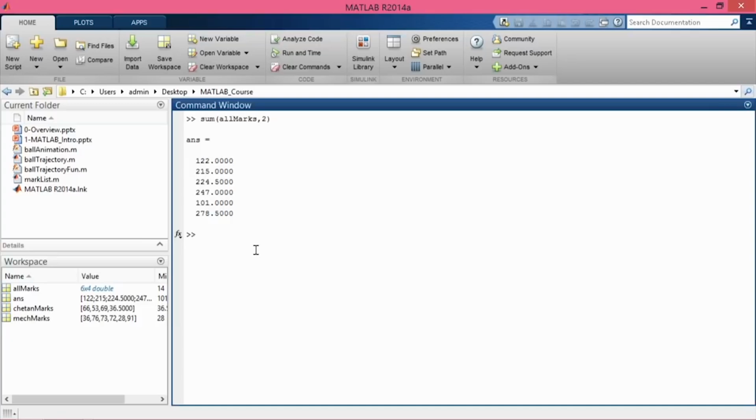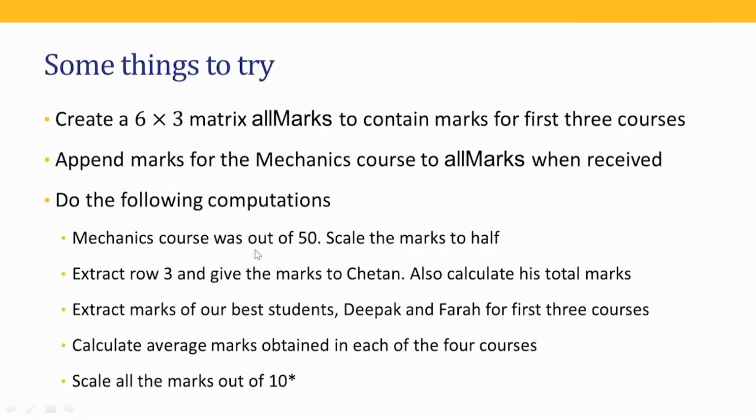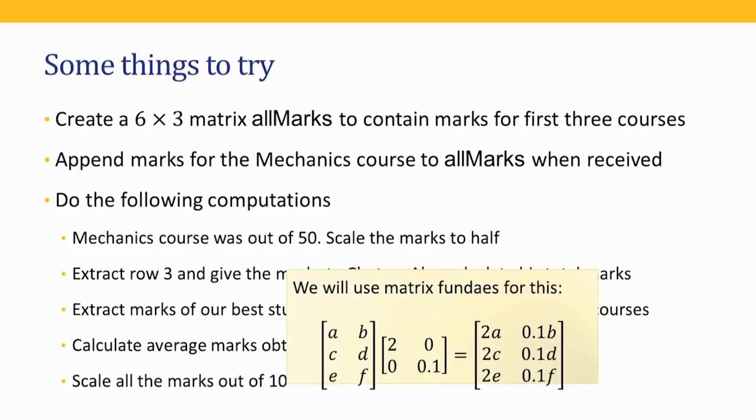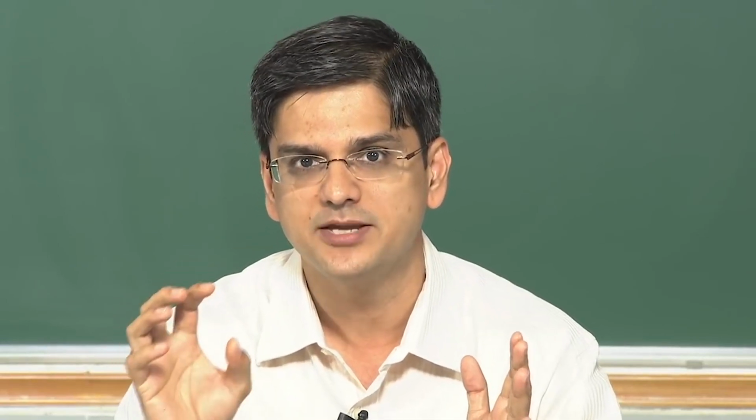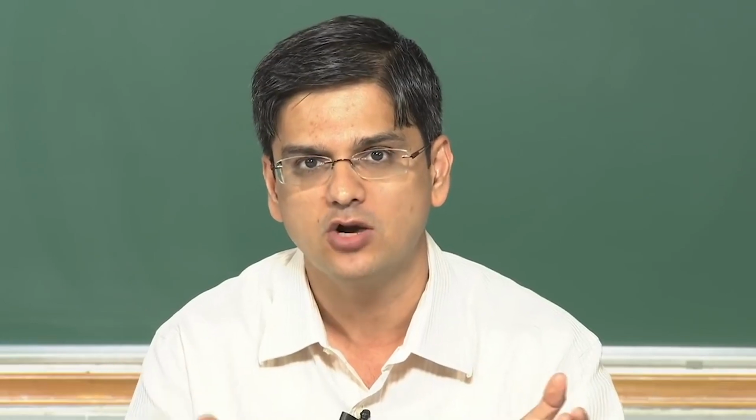The final thing that we wanted to do was to scale the marks out of 10. Recall that the first 3 are marks out of 100 and the last one is marks out of 50. So, remember the matrix operation that we wanted to do; the same operation now needs to be done with a 6 by 4 matrix, that is, a matrix of 6 students and 4 lectures. We wanted to scale by 1/10, 1/10, 1/10 and 1/5, because the mechanics marks are out of 50 and not out of 100.